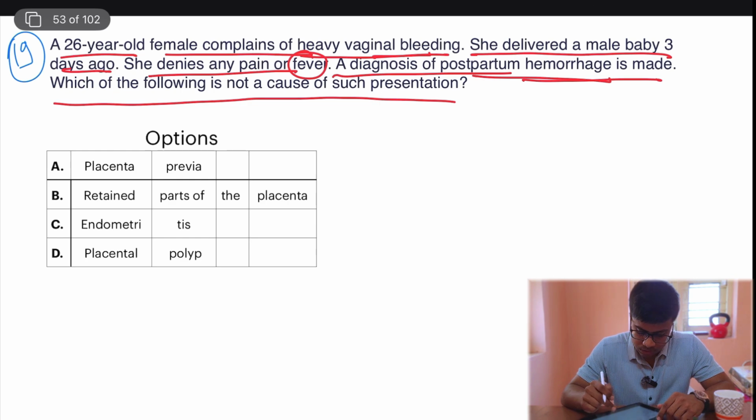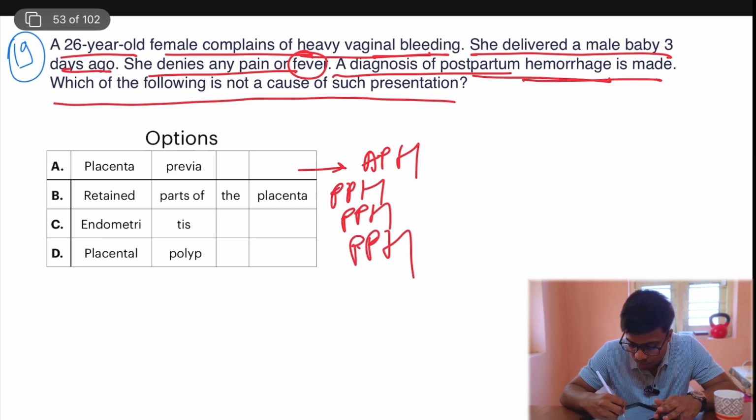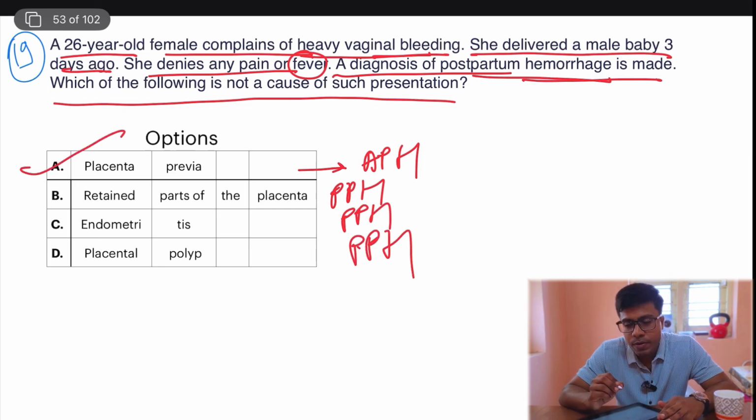We will discuss this further in this lecture, but first let's see the options. Placenta previa and PPH, there is no relation. It's APH, antepartum hemorrhage. Retained parts of placenta, it's in PPH. Endometritis with PPH, of course. Placental polyp with PPH. So this is a simple fact-based question.